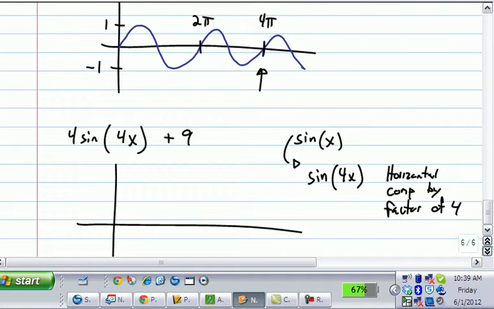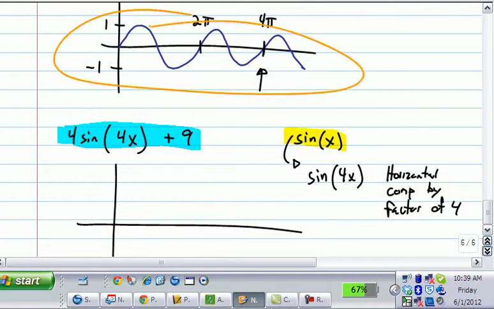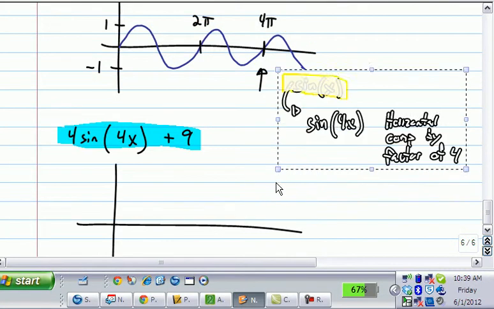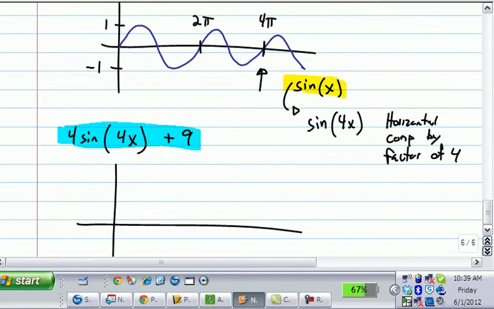So our goal is, we're going to start here. We're going to try to build this function. And as we build it, we're going to keep track of the transformations we used. If we can understand the transformations we used, we'll be able to take this graph up here, transform it, and we'll have the new one. Okay, so slide this up. So now the next step, sine of 4x.